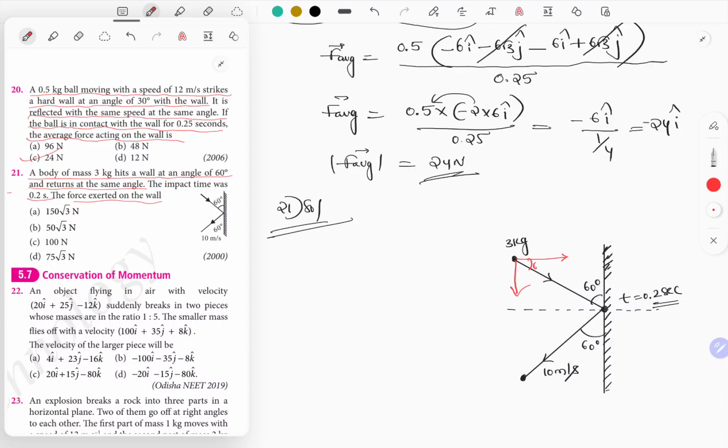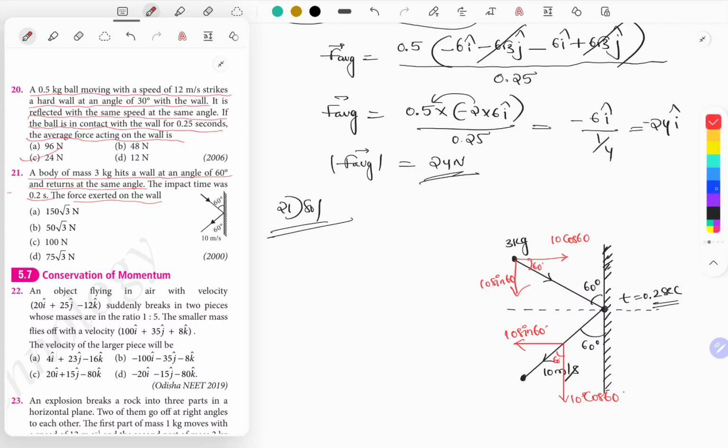If this is 60, this is also 60. The speed is 10 meter per second, divide that into components: 10 cos 60 and this is 10 sin 60. Next, divide the final velocity into two components. This is also 60 degrees, so it is going to be 10 cos 60 and this is 10 sin 60.